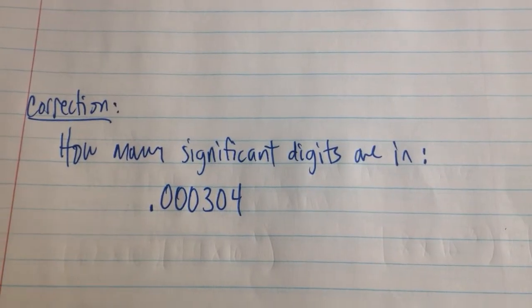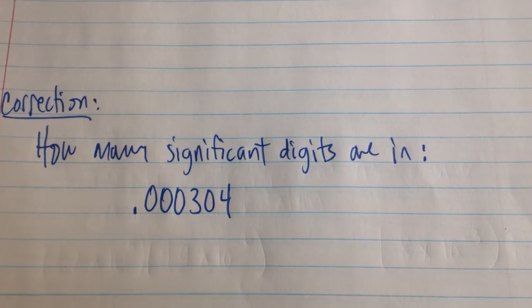For your correction, answer the question, how many significant digits are in 0.00304?